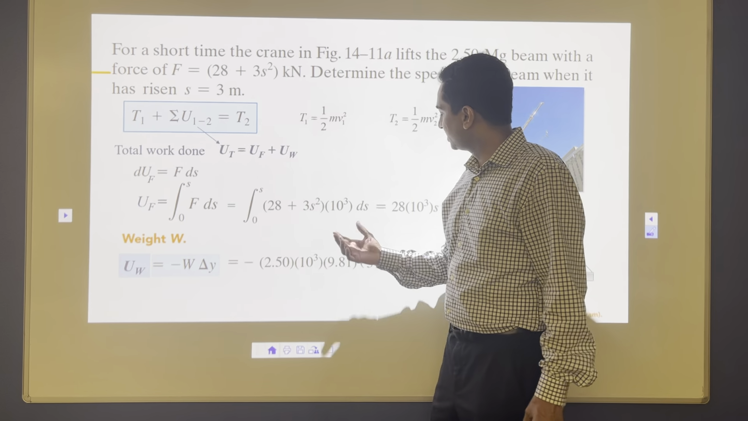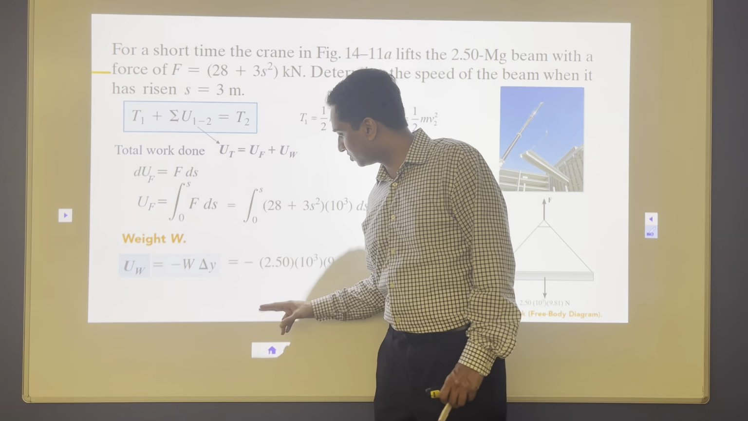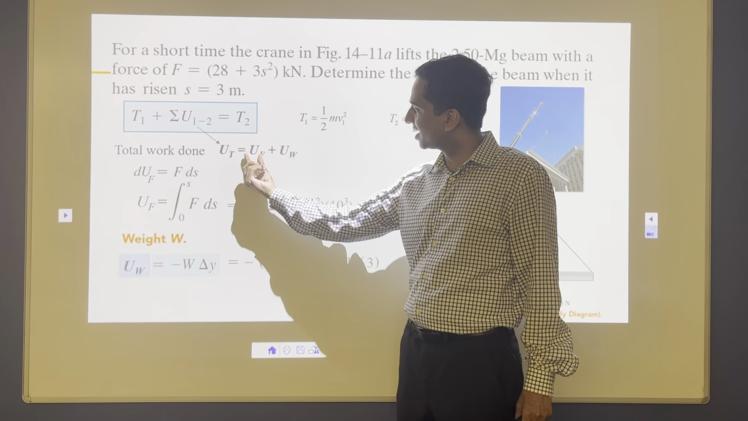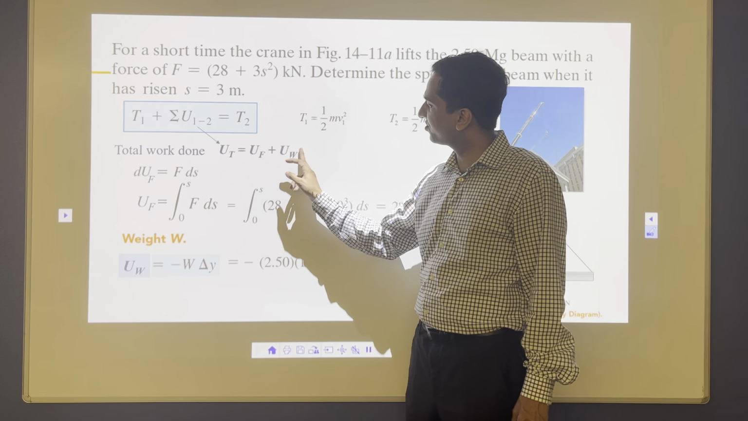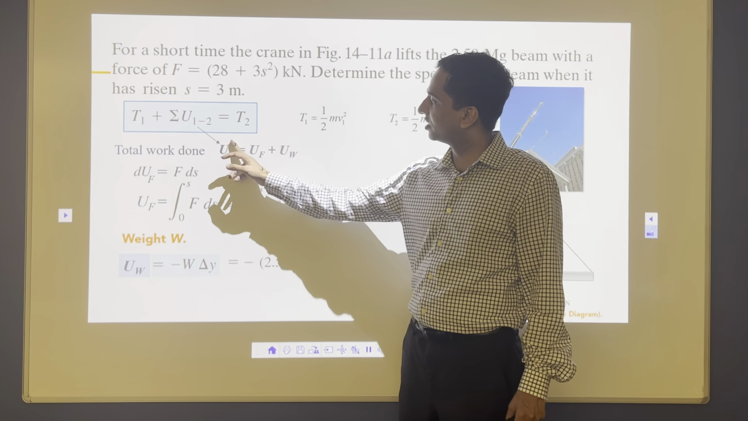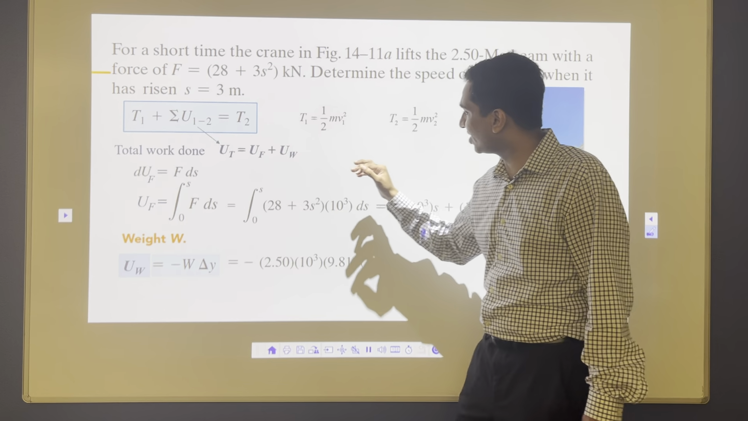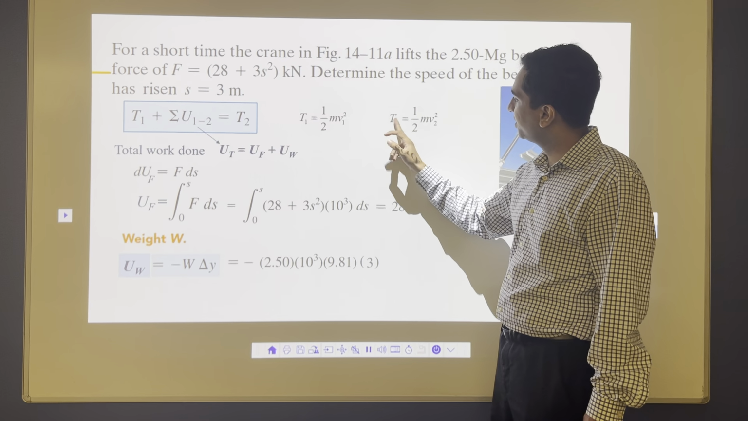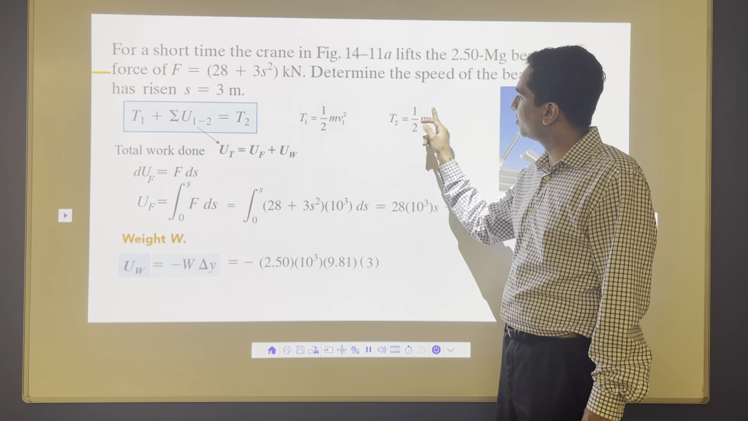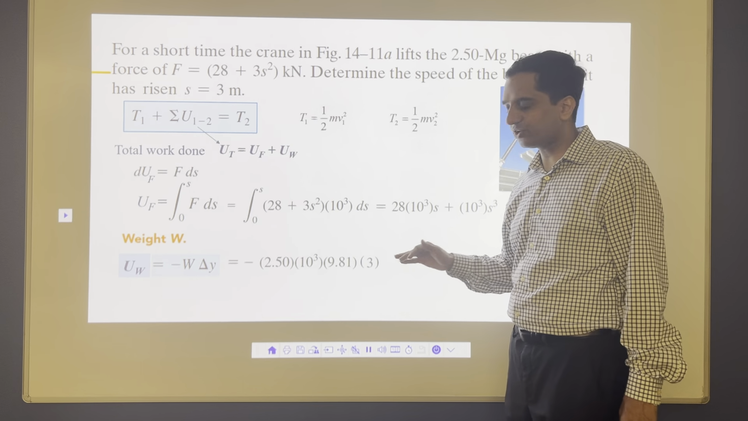Now all you have to do is calculate this part, put s is equal to 3, and then calculate UW, the work done by weight, and then combine it here. So whatever UF is, plus this one, which will be a minus, you have to subtract this, and then you will get the total work done. That will be nothing but T2, and then you have to equate that here. So this is the value 1/2 2500 V2 square, and then you can equate that and calculate the value of V2. If you have a calculator, you can do this calculation.